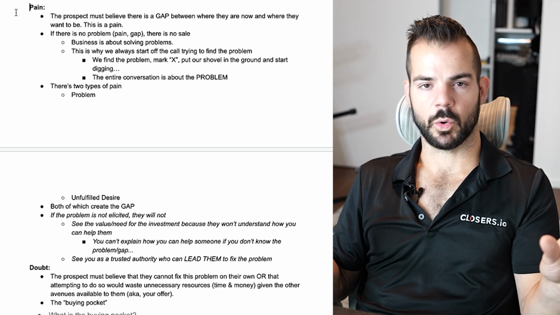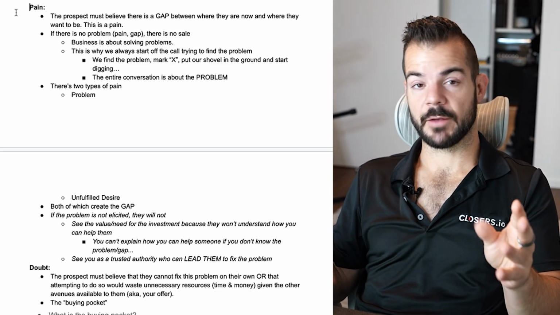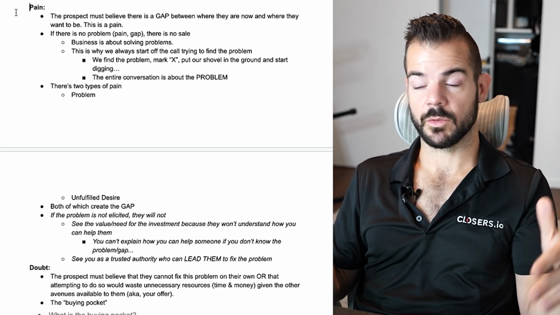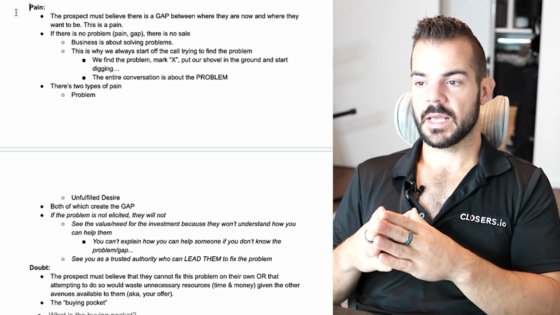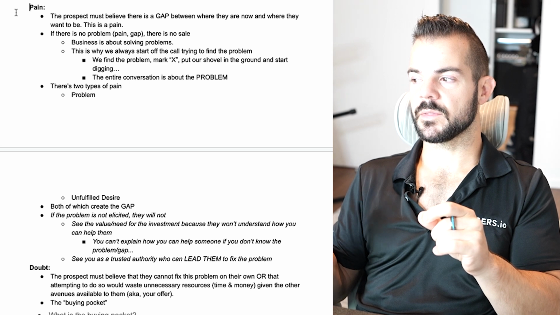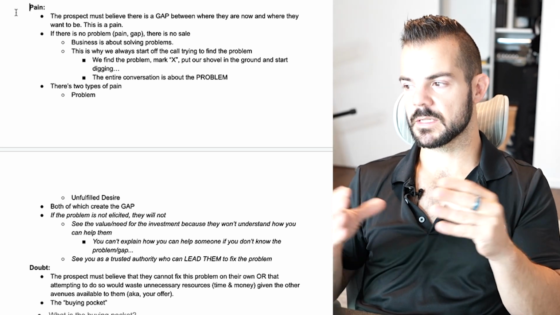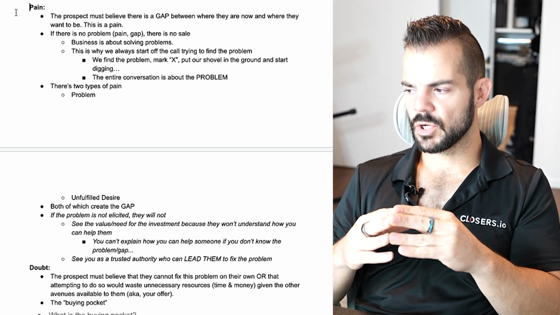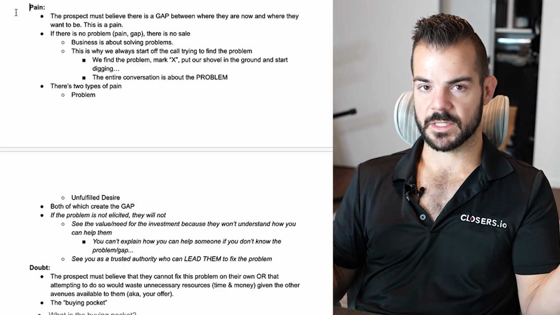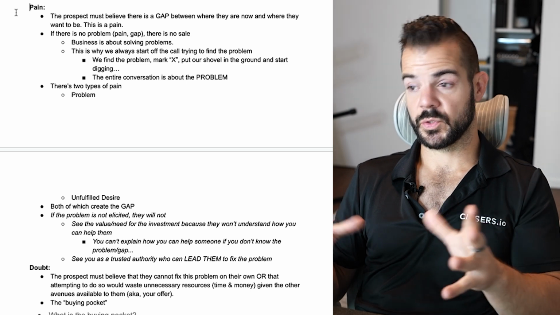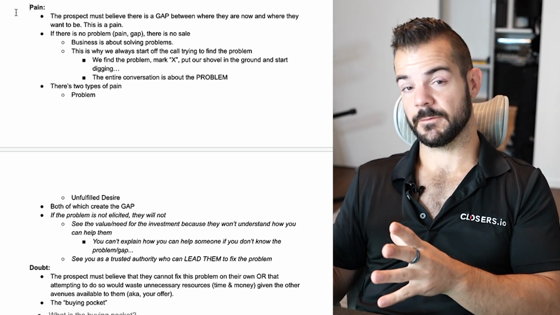Now, these things aren't totally black and white. A lot of times people can buy for both, or there might be two things going on. There's moving away from and moving towards. There's a pain and there's an unfulfilled desire. And a lot of it can also be predicated on the prospect's perception. Like, for instance, in weight loss, somebody going from obese to normal is obviously fixing a pain, right? Somebody coming from normal to bodybuilding shape is an unfulfilled desire.